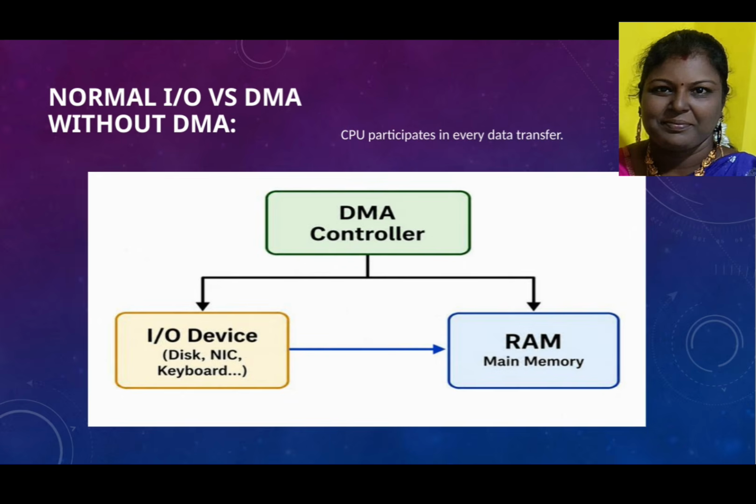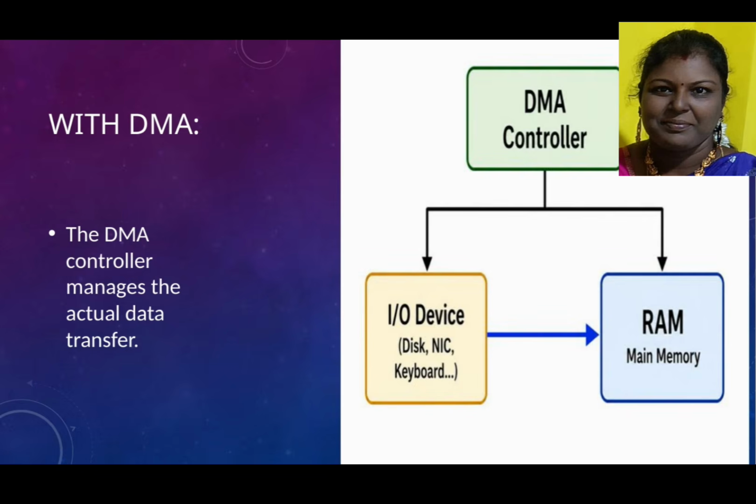The DMA controller takes charge of moving data directly between devices and memory. With DMA, the CPU doesn't have to get involved in every single transfer. It frees up processing power and speeds things up. Instead of the CPU shuffling data byte by byte, the DMA controller handles the heavy lifting, making data transfer more efficient and smoother overall. This is a key part of how modern systems keep things running fast and responsive.